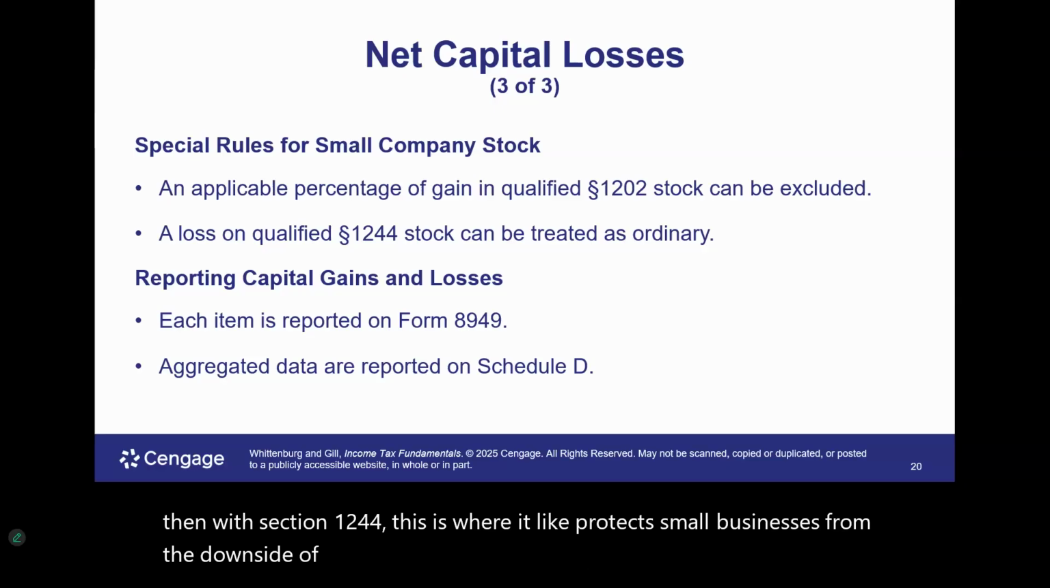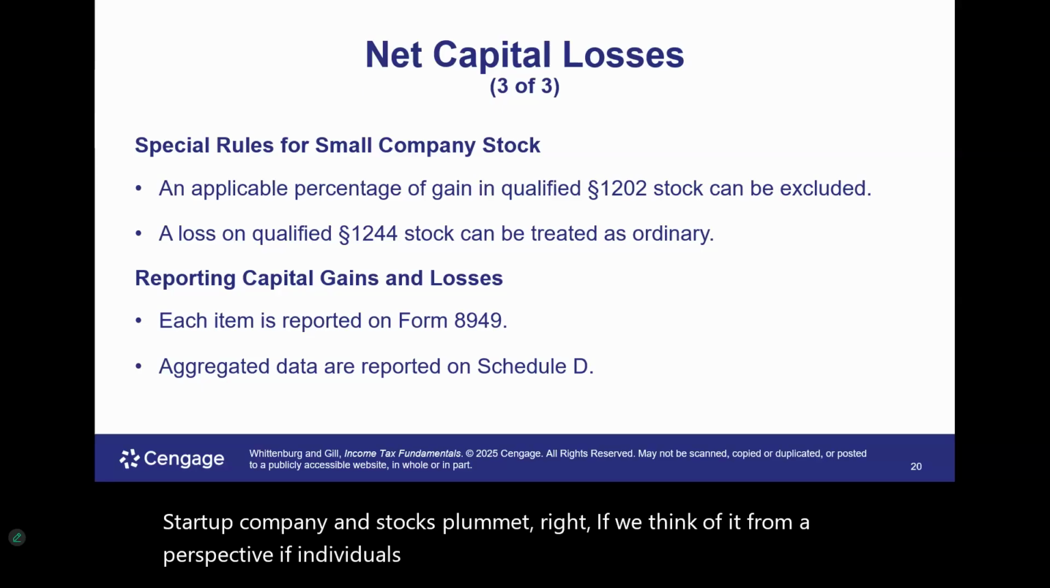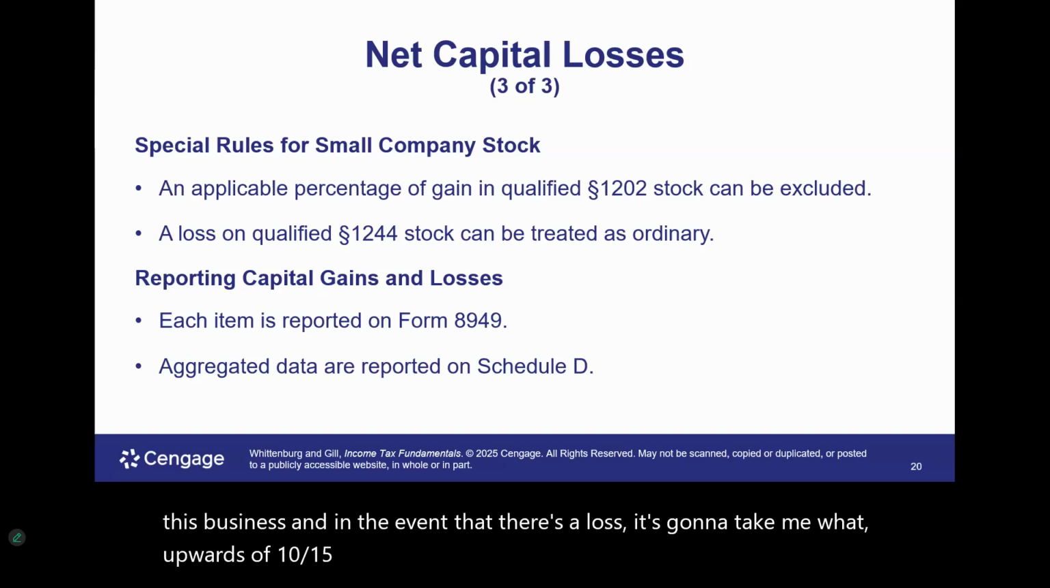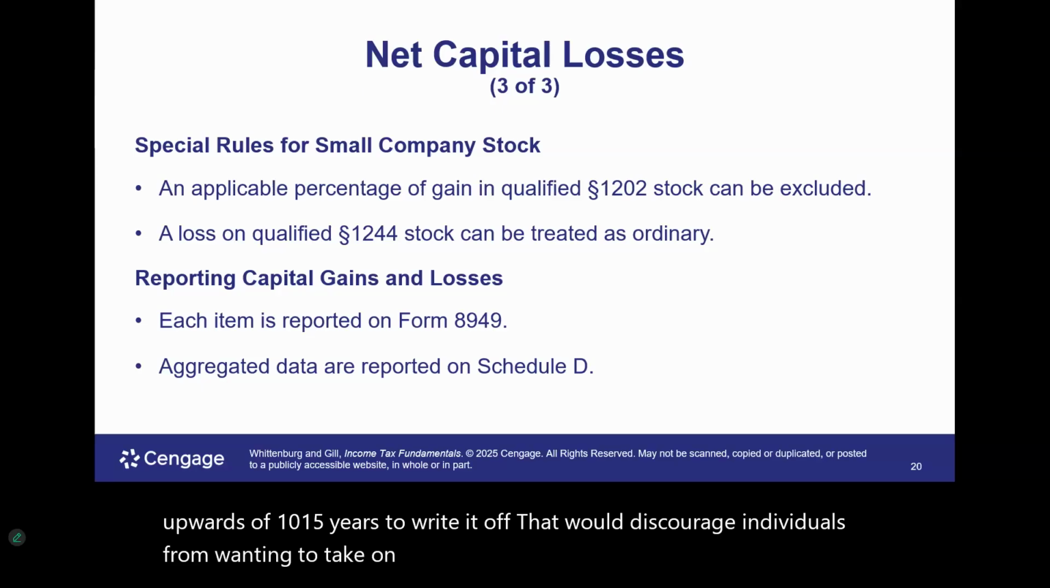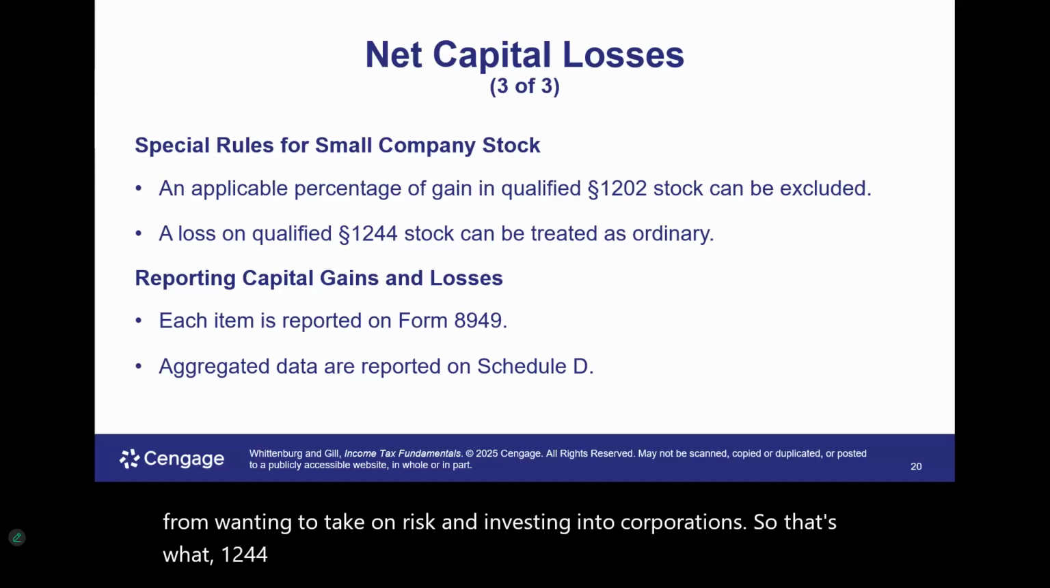Because again, imagine you put your money into a startup company and the stock plummets, right? If individuals knew, hey, I'm going to invest $50,000 into this business, and in the event that there's a loss, it's going to take me upwards of 10-15 years to write it off, that would discourage individuals from wanting to take on risk and invest in corporations. So that's what 1244 helps to ultimately alleviate.